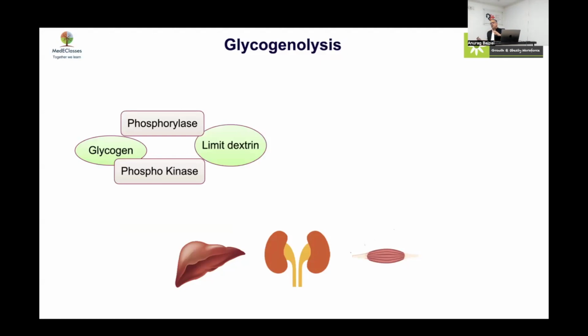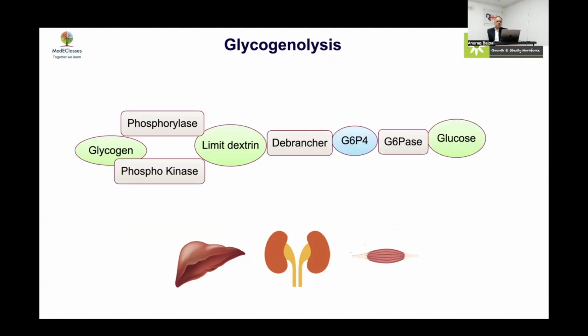What do you mean by limit dextrin? It is the point at which the branch comes. Once the branch comes, they cannot convert to glucose. From the limit dextrin, you need the debrancher enzyme, which produces glucose 6 phosphate, which is converted via glucose 6 phosphatase into glucose. So, if you have a problem in glucose 6 phosphatase, nothing will be produced.